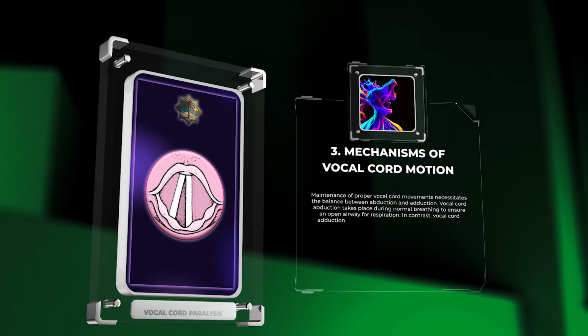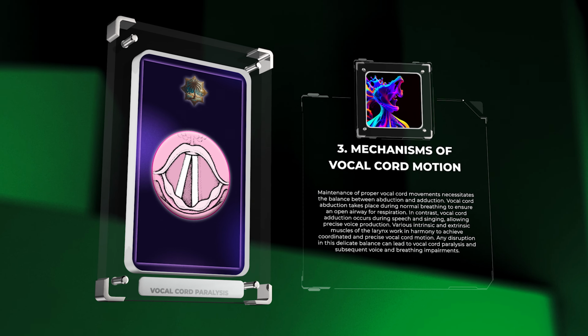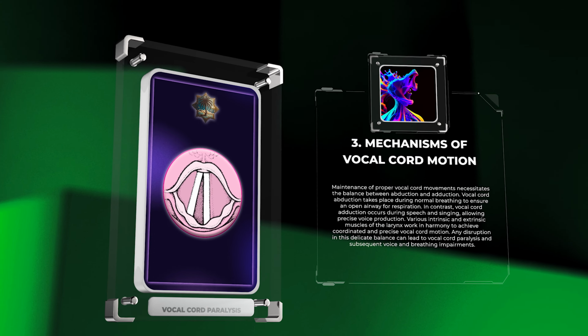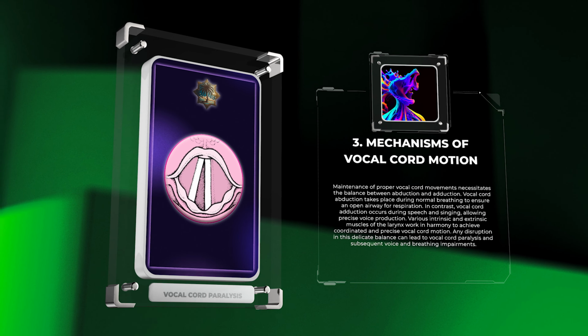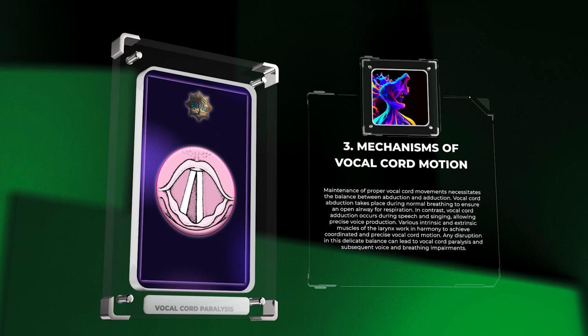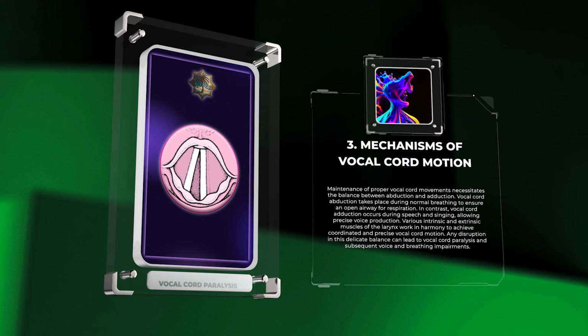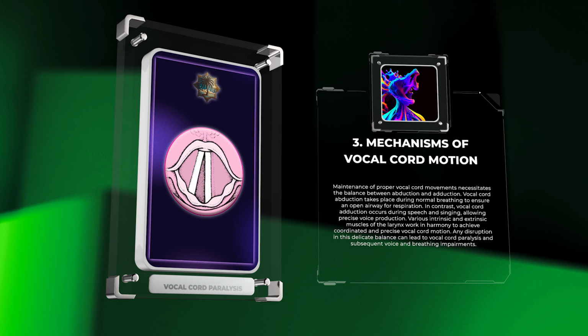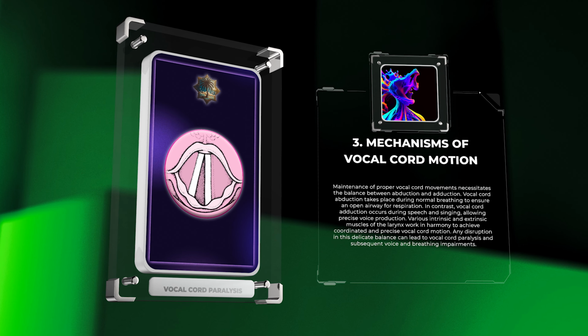Maintenance of proper vocal cord movements necessitates the balance between abduction and adduction. Vocal cord abduction takes place during normal breathing to ensure an open airway for respiration. In contrast, vocal cord adduction occurs during speech and singing, allowing precise voice production. Various intrinsic and extrinsic muscles of the larynx work in harmony to achieve coordinated and precise vocal cord motion. Any disruption in this delicate balance can lead to vocal cord paralysis and subsequent voice and breathing impairments.